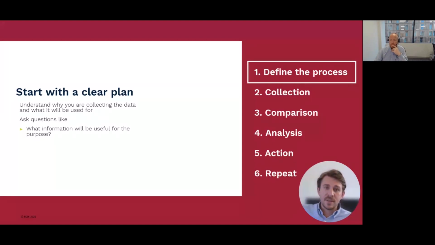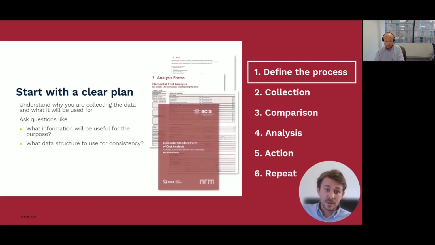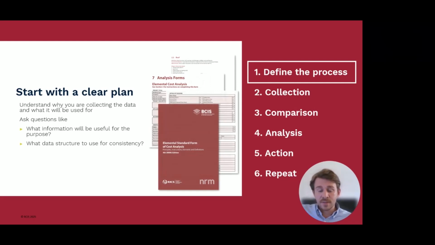Now, there are many different ways of planning, but to get the ball rolling during this stage, you could ask yourself questions like, what specific information will be useful for the purpose? And when it comes to making sure that we're analyzing projects consistently, what data structure is going to be used? Is that the standard form of cost analysis? Particularly useful if you're comparing to the BCIS database. How much time and resources are going to be available for this task? And are there any confidentiality requirements for the data sources that we really need to consider?